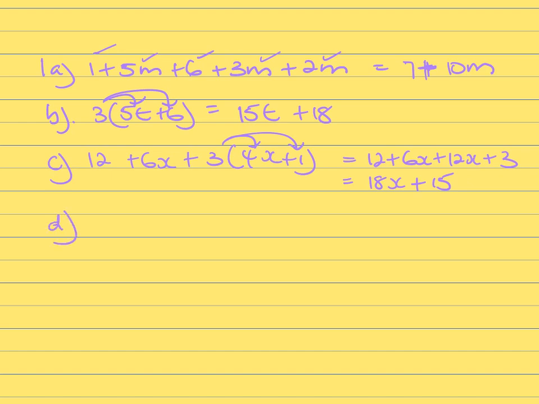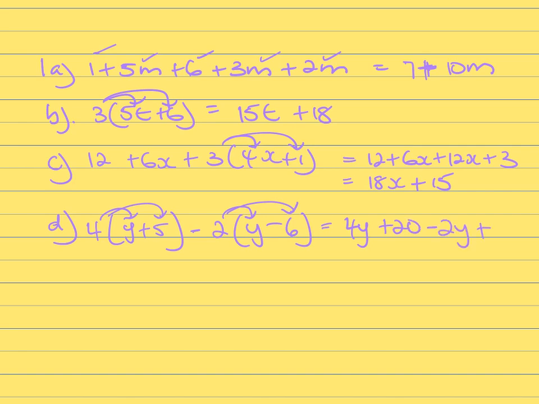D. 4y plus 5 minus 2y minus 6. Expand the brackets for each one, being careful with your signs. So you'll get 4y plus 20 minus 2y plus 12. Add the like terms. 4y minus 2y is 2y. 20 plus 12 is 32. Number 2.